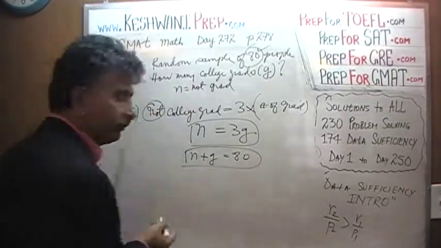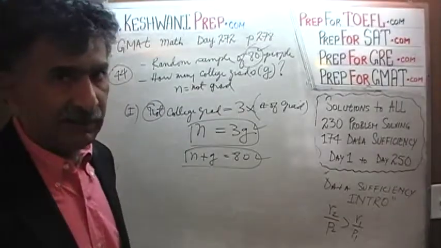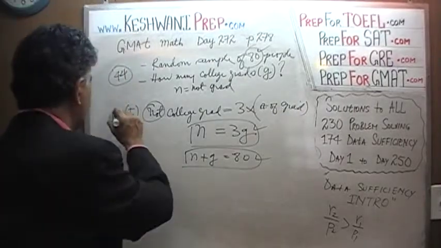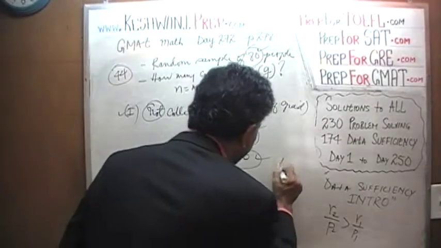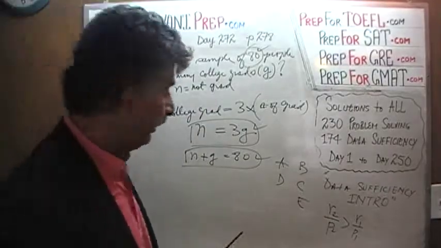This is our first equation. Here is our first equation, here is our second equation. We have 2 independent equations. Of course, we are able to solve for the 2 unknowns. The first statement by itself does the job quite beautifully. A, D, B, C, E. That tells us that the answer cannot be B, C, or E.